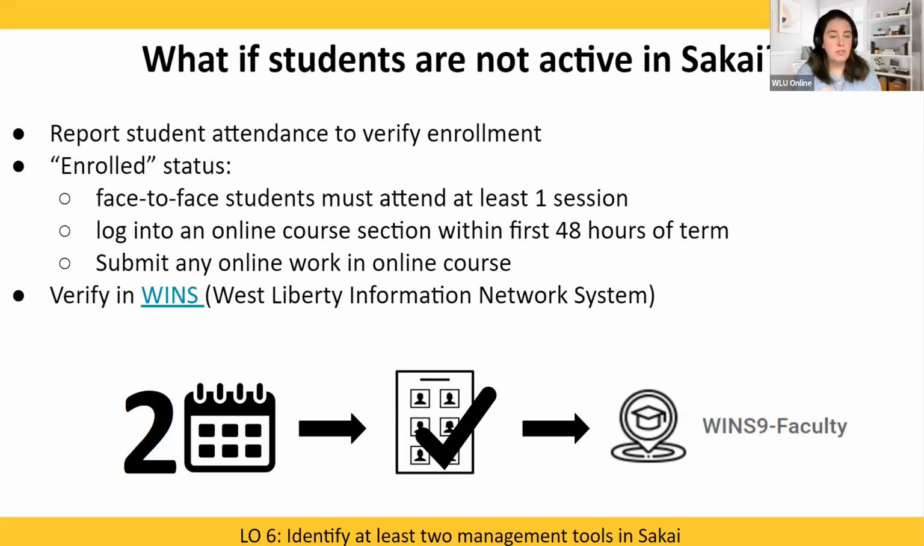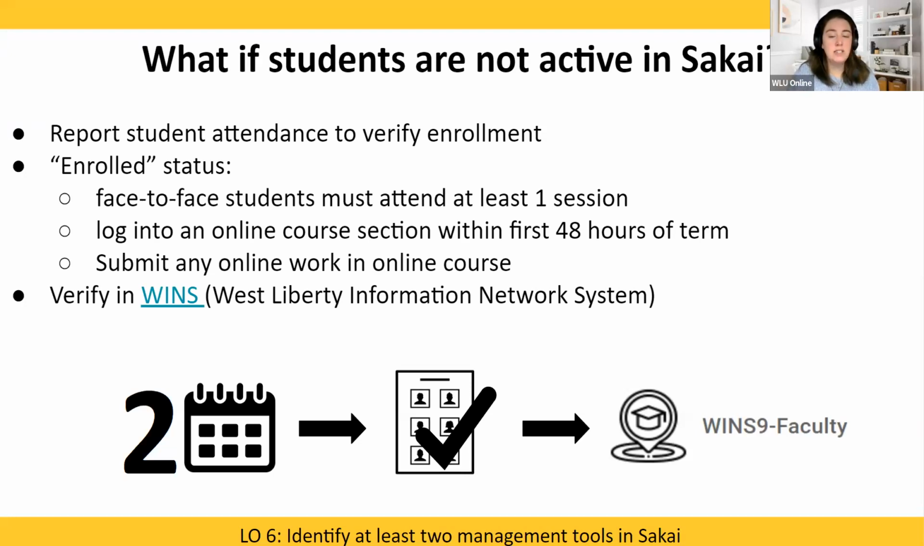Enrolled has some different meanings depending on your class. So if you are a face-to-face class, we kind of need to see them within one session. If you meet 2 or 3 times a week, hopefully you see them at some point in there. If they don't, that's when you report their attendance. If it's an online class, the first 2 days, we hope that they would have logged in or done participation in a discussion or assignment. If they don't, or they haven't submitted any work, we report them as not attending for that.